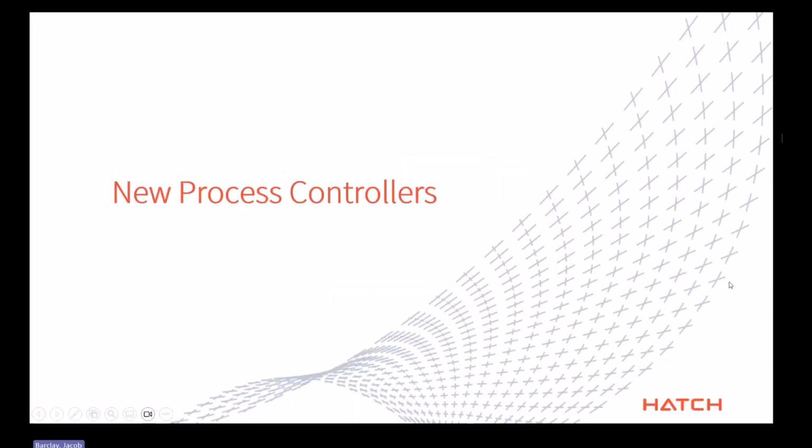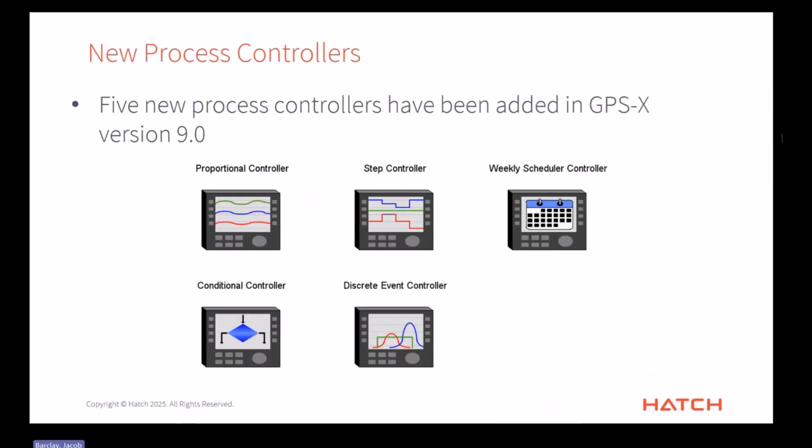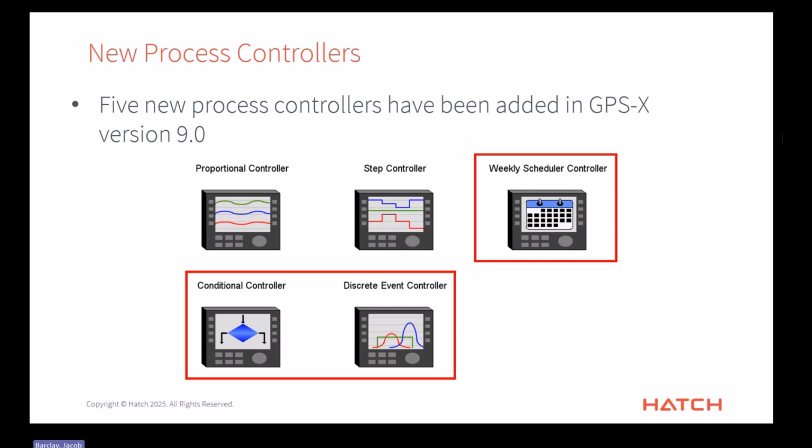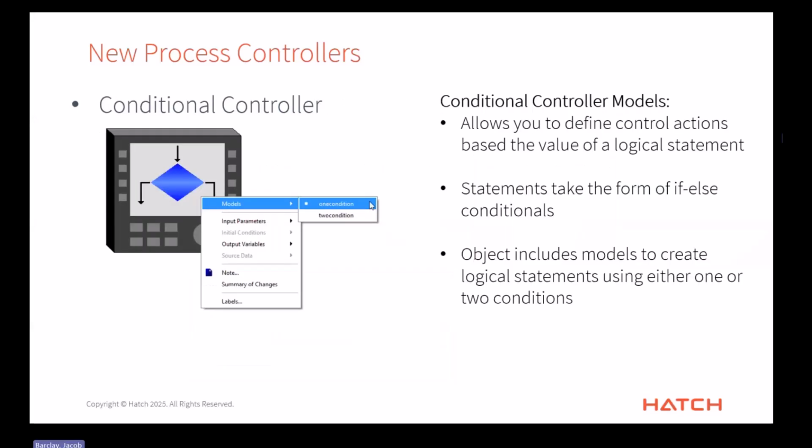And we're going to take a look now at some of the new process controllers that have been introduced in this version of GPSX. So as Spencer mentioned at the top, if you're interested in the proportional or step controllers, those were covered in part 1 of this webinar series. So go back and take a look at those. We're just going to focus on the weekly scheduler controller, the conditional controller, and the discrete event controller in this webinar. So first, let's take a look at the conditional controller.